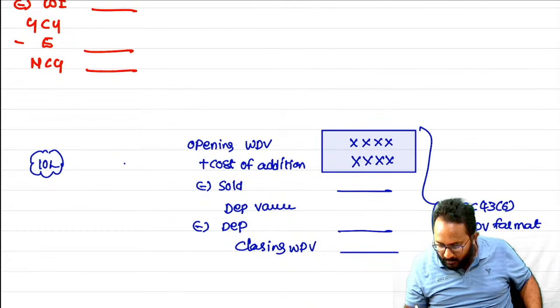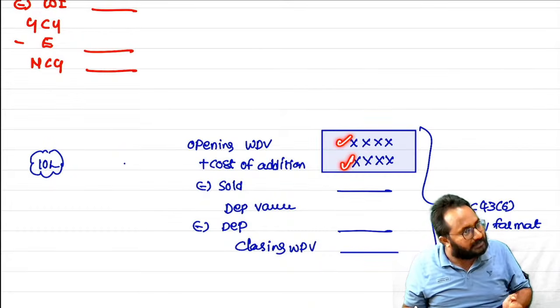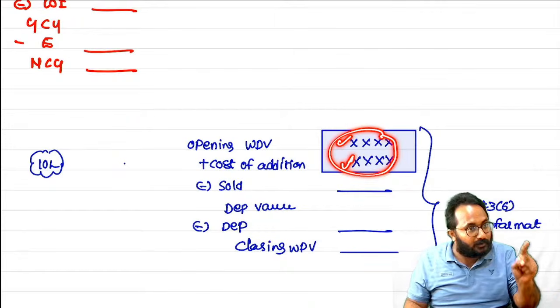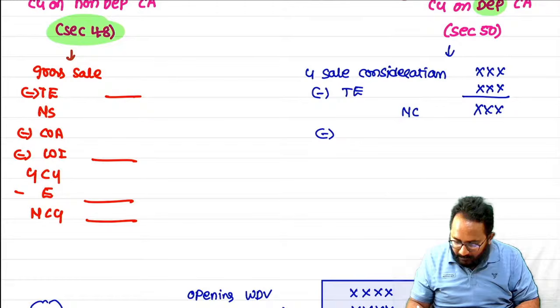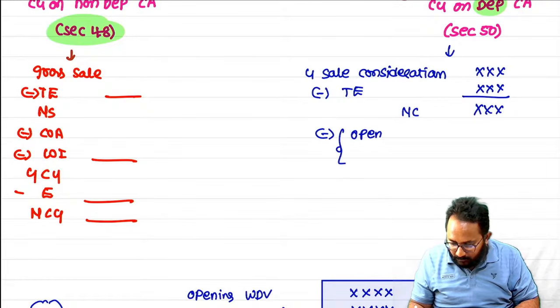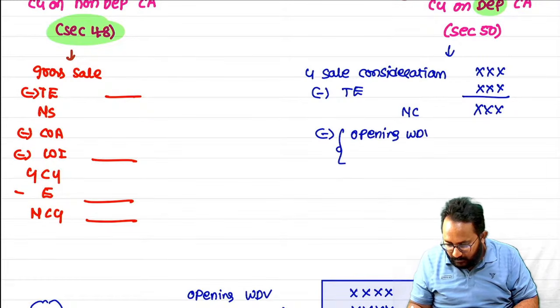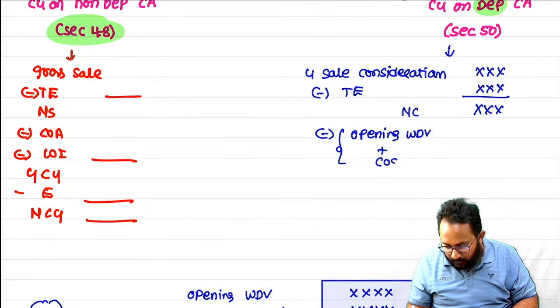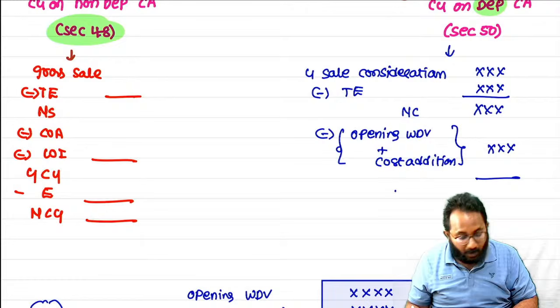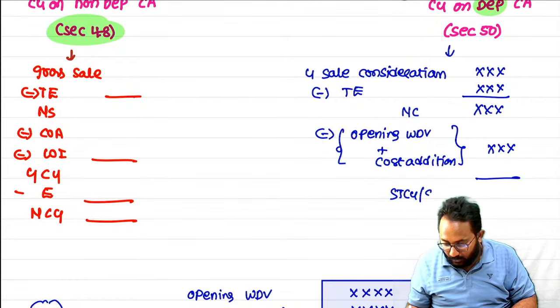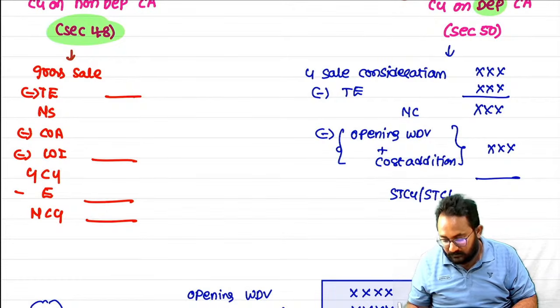Opening WDV. If you added any new asset to that block, only that you have to take as cost. So, minus opening WDV plus cost of additions, we have to take as the cost in this. After removing this, you will always get short-term capital gain or short-term capital loss.